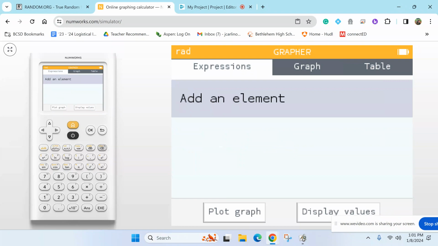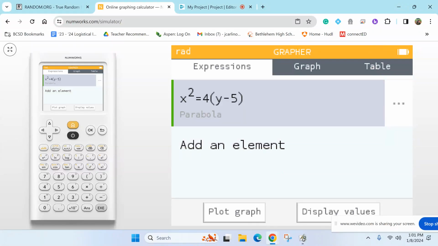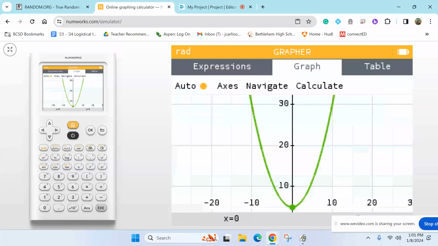All right, next up, what do we got? X squared equals 4y minus 5 now. Alpha y minus 5. Enter. Go down. Plot graph. All right, maybe. Wait, why can't I see? How do I change the? You can go up to auto. Make sure it's on auto. So that'll make you see the graph no matter where it is. Okay. All right, let's go. Anybody getting down to the vertex there? What's it say?